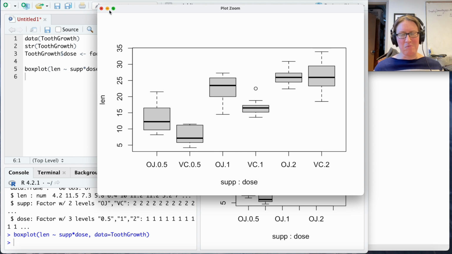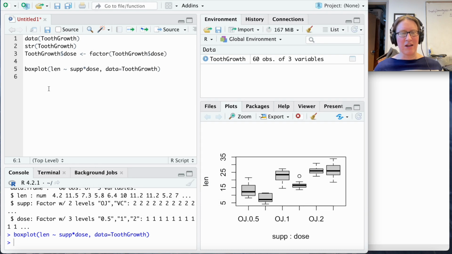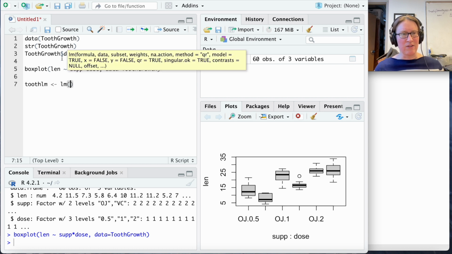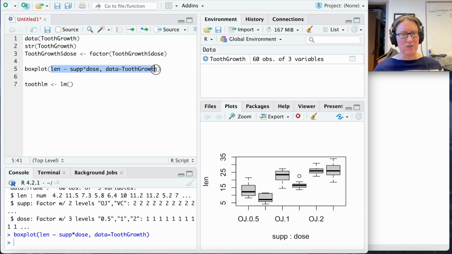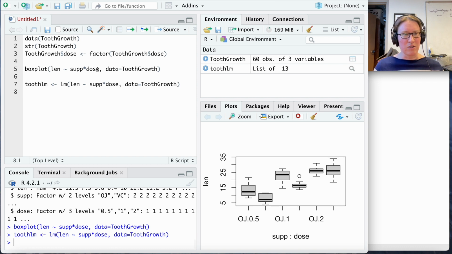So just based on that initial observation, now we're ready to go ahead and calculate our two-way ANOVA. So to set this up, what I'm going to do is say tooth_lm, use the lm function, and I'm going to feed in the same argument that I just used in this boxplot function. And to save some typing, I'll just copy and paste, right? And then I know my formula is correct because it worked when I made my plot. I'm going to run that.